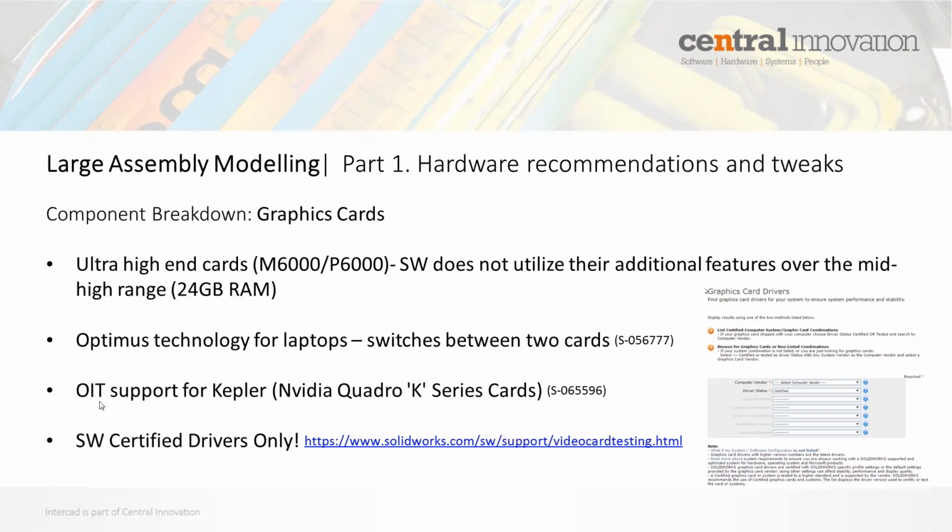Another thing that's probably important at the large assembly scale is order independent transparency. This was introduced for support with the NVIDIA Quadro K series using the Kepler chipset. The Maxwell and Pascal chipsets, or the M and P, should have support for order independent transparency. And basically what that does is it removes the bleed through on cards. It's a technique that can correctly render overlapping semi-transparent objects without having to sort them before they're being rendered.